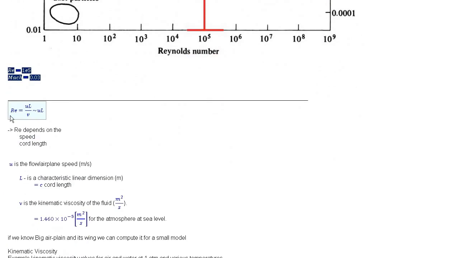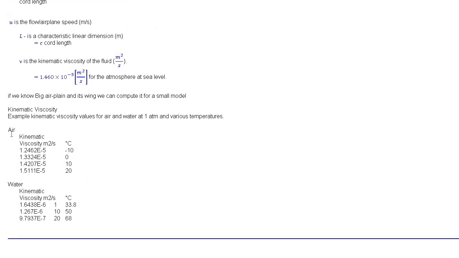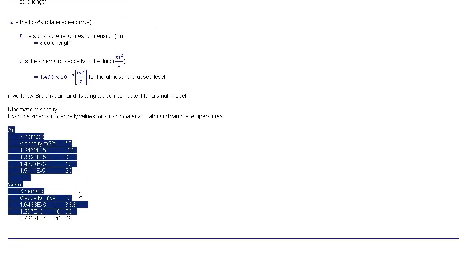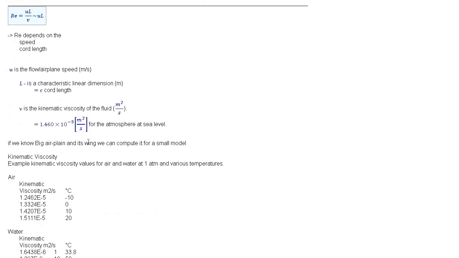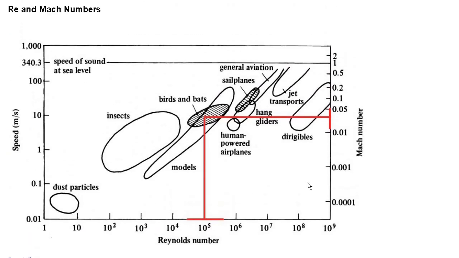Or we can do it in a more complex way. We can use this equation and compute the number from first principles. So we have the parameters for the atmosphere, and we can plug those numbers in and get the result. But the key thing is that the Reynolds number is proportional to the speed of the air and the characteristic length of the object. Like in our case for the wing, the length is actually the chord length of the wing.